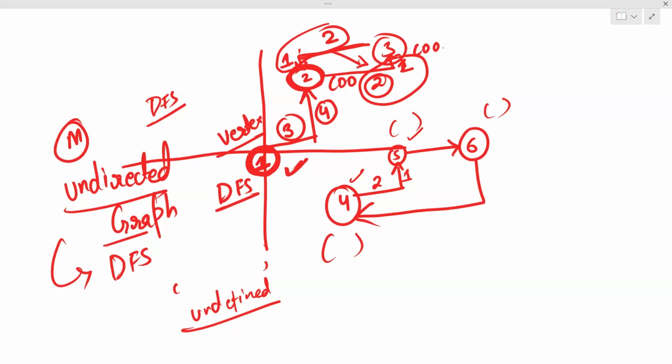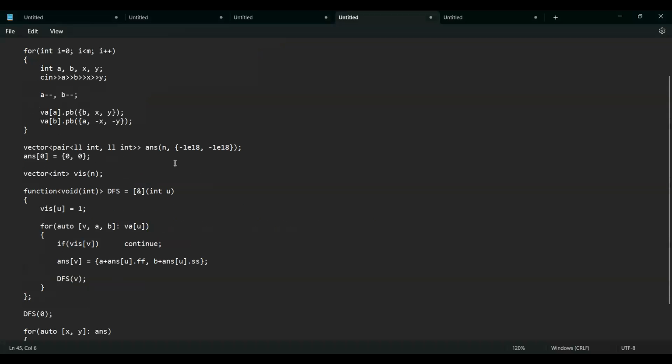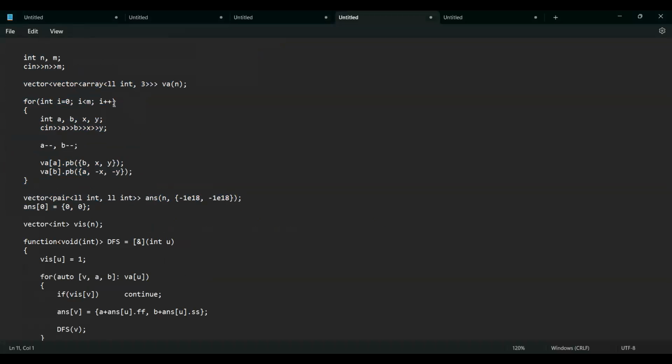So is this thing clear to everyone? Yes, no, anything? Yes, clear. Okay, others are not saying anything, so I'm going to assume that they don't have any doubt in this. So here is the implementation.